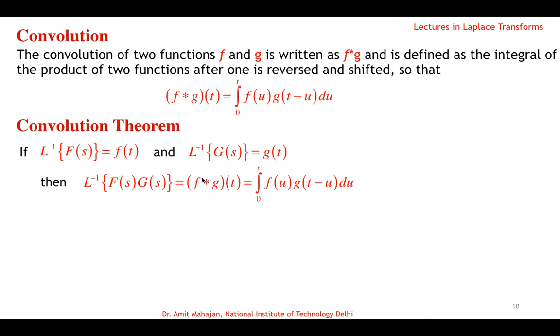Because it is a convolution, it can be calculated using this integral, f of u g of t minus u du, or f of t minus u g of u du. Either way it gives the same value. So we'll prove this result: if the Laplace inverse of F(s) is f(t) and the Laplace inverse of G(s) is g(t), then the Laplace inverse of the product of the functions is the convolution of the functions.